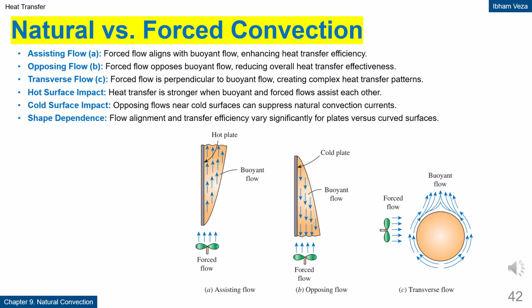Natural versus forced convection. If the forced flow is aligned with the buoyant flow, heat transfer is enhanced. If the forced flow opposes the buoyant flow, natural convection can be suppressed. If the forced flow is perpendicular, the flow pattern becomes more complex. This interaction strongly depends on whether the hot or cold surface is involved. Geometry also influences how the two mechanisms interact.